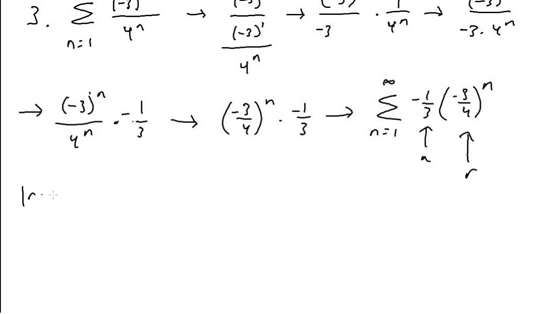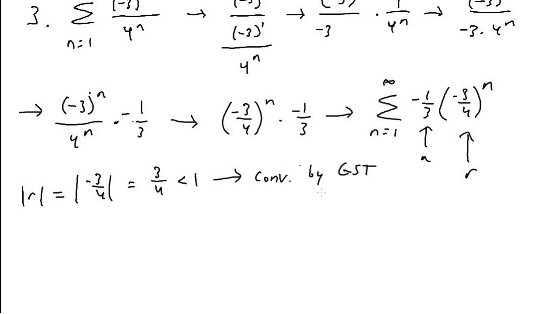The absolute value of r is going to be equal to the absolute value of negative 3/4, which is 3/4, and 3/4 is obviously less than 1. Now this tells us that our series will converge by the geometric series test.